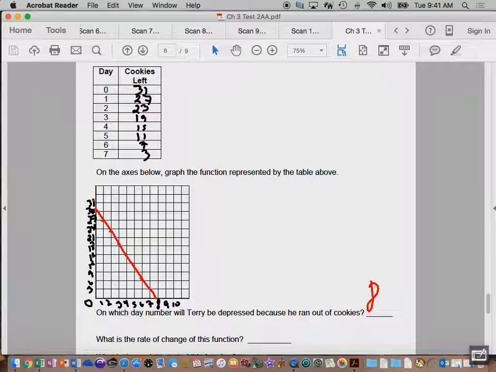What's the rate of change? How many cookies are you eating a day? What's the rate of change, guys? How many cookies are being eaten a day? 4. So the rate of change is down 4. How many cookies did you begin or start with? 31. So the equation is y equals negative 4x plus 31.